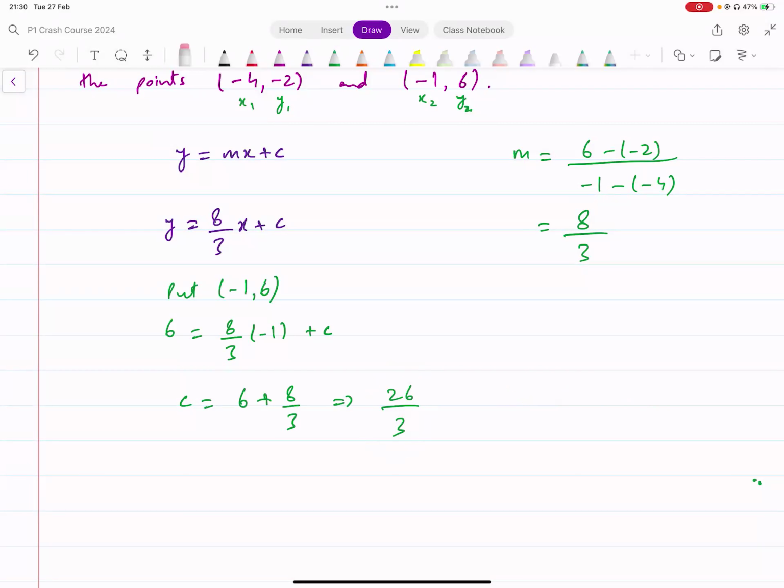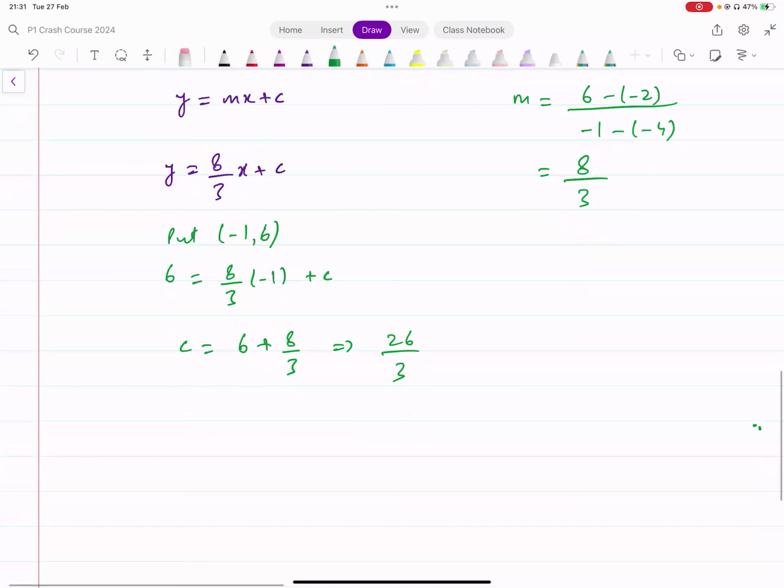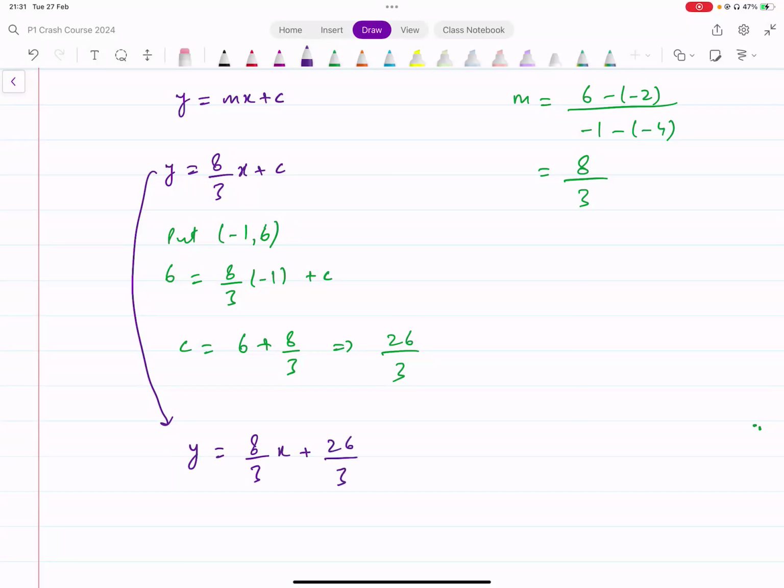Okay. So that's the value of c that we were looking for. We find the value of c as well. Now we can write down the equation. Now the equation turns out to be y equals 8 over 3 x plus 26 over 3. And that gives us the final result.